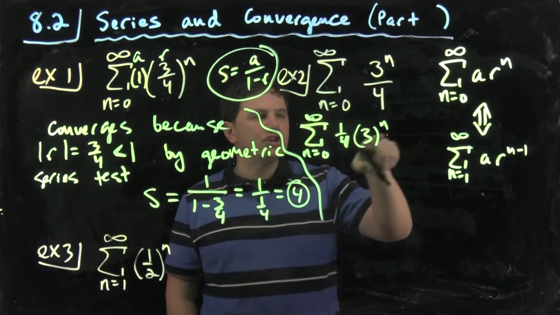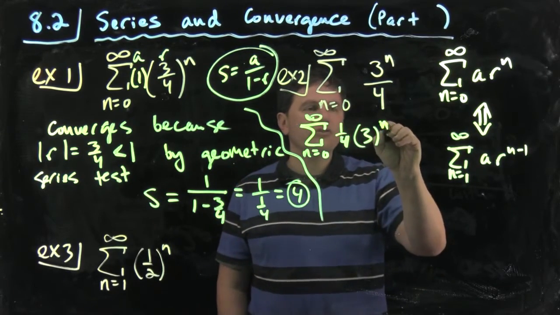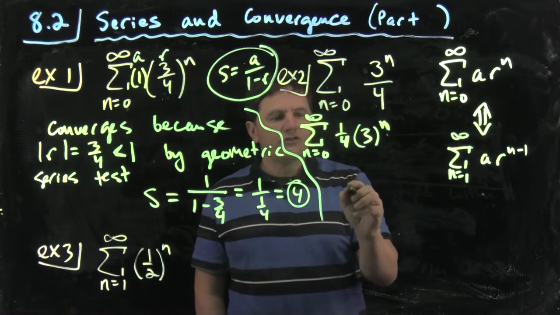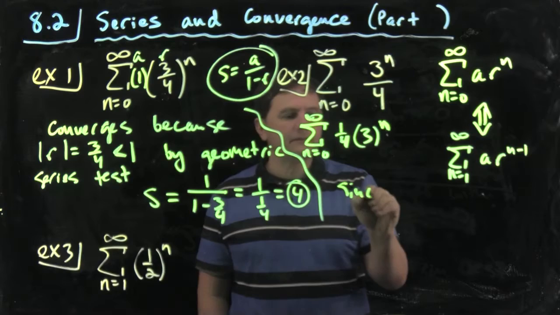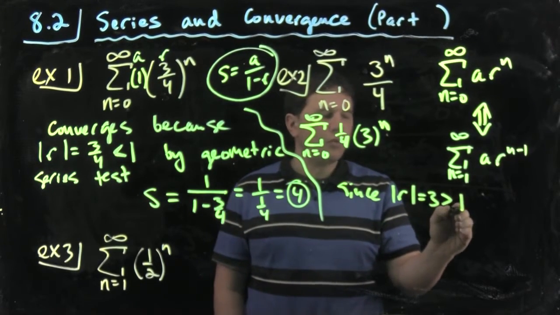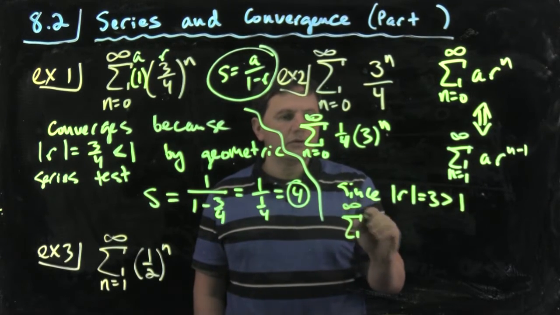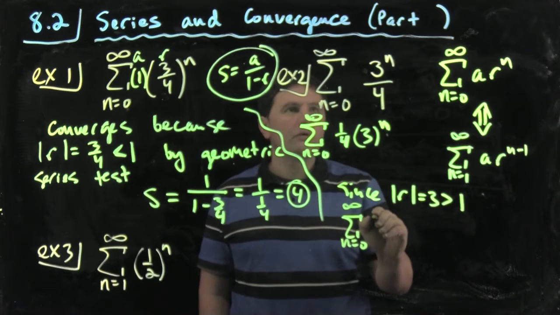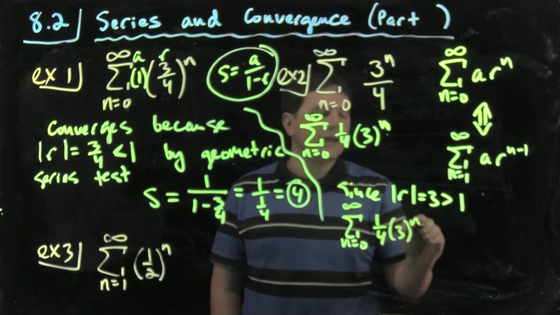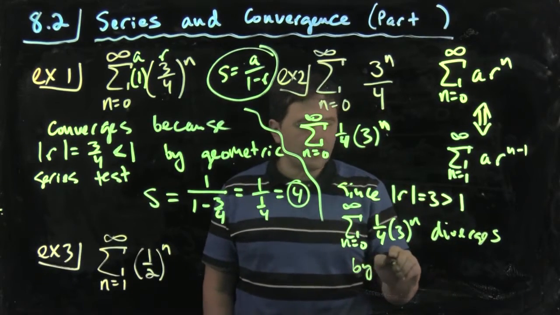And then once again, we check the first exponent to see that it's 0. It doesn't matter here since it diverges. We don't have to worry about finding the sum. That's the only time that really matters. So we would say since the absolute value of r is equal to 3, which is greater than 1, our series diverges by geometric series test.